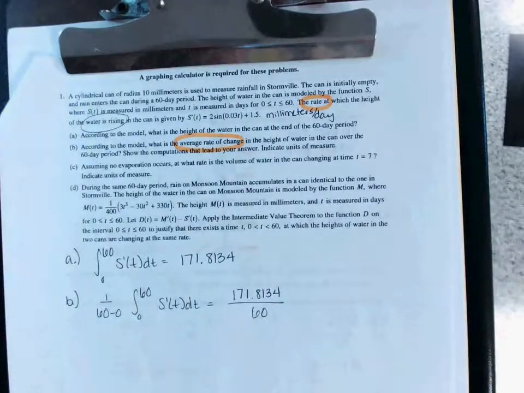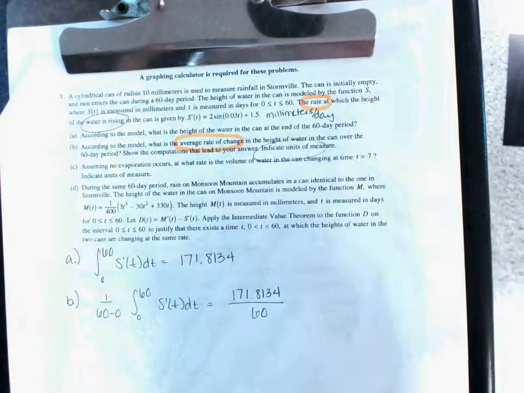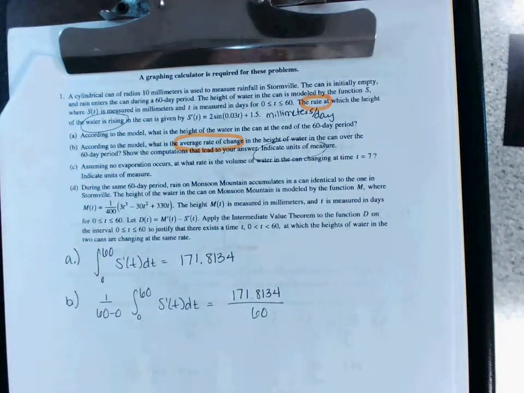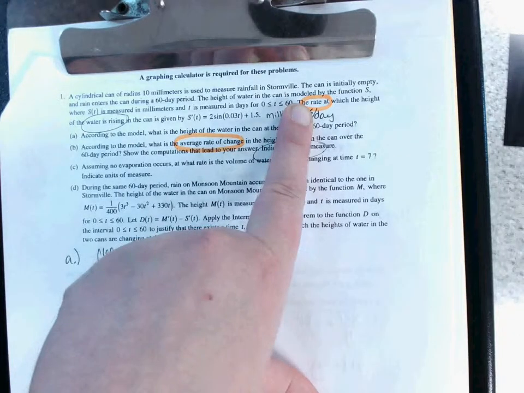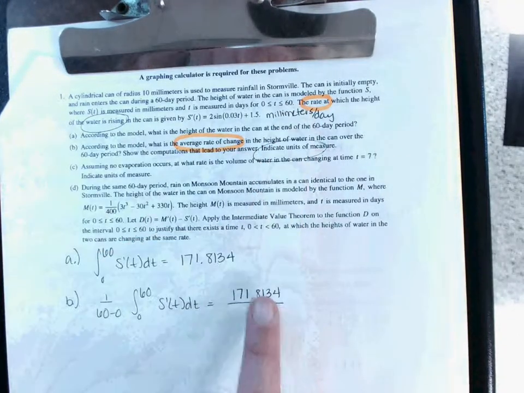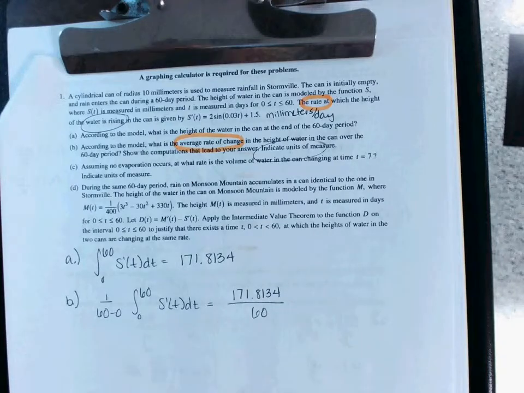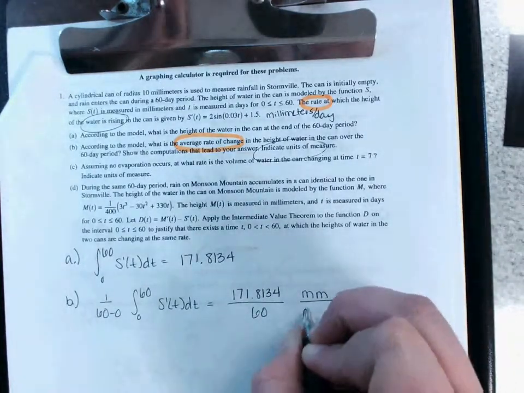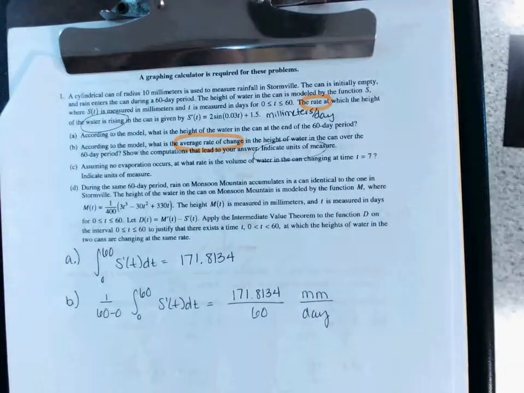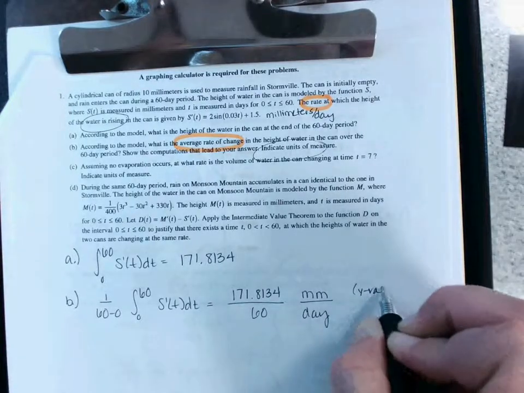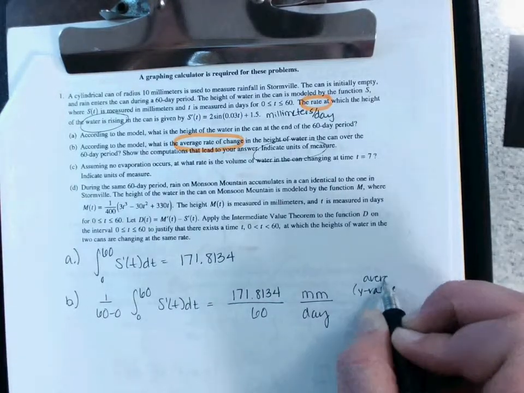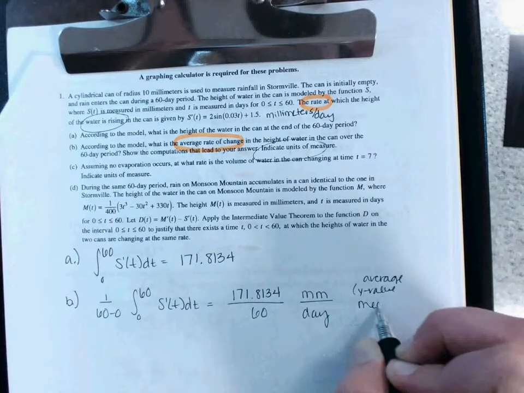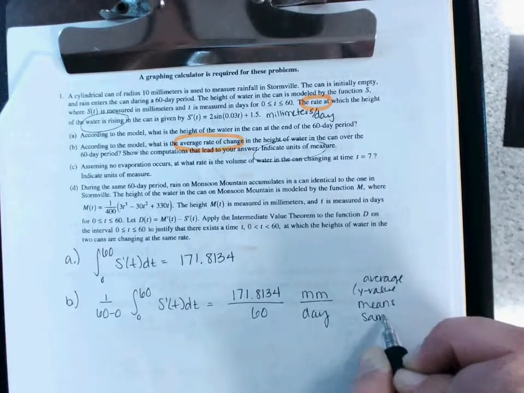That's the average rate. Now, normally it says indicate units of measure, which it does. So I want you to think about if my rate was how fast the water height is changing, what would my rate be here? The same. So it'd be millimeters per day. Because it's a y value, so it's going to have the same units. Average y value means same units.